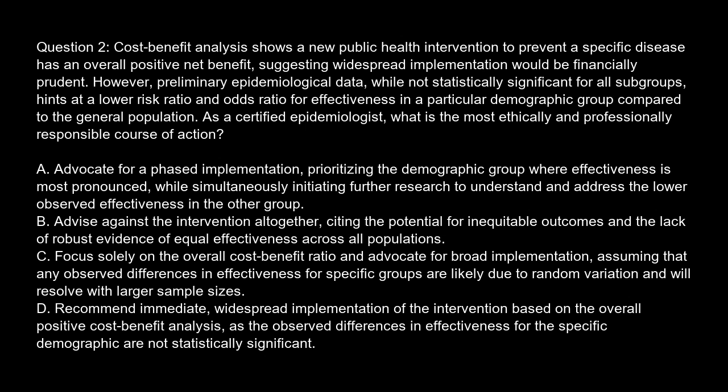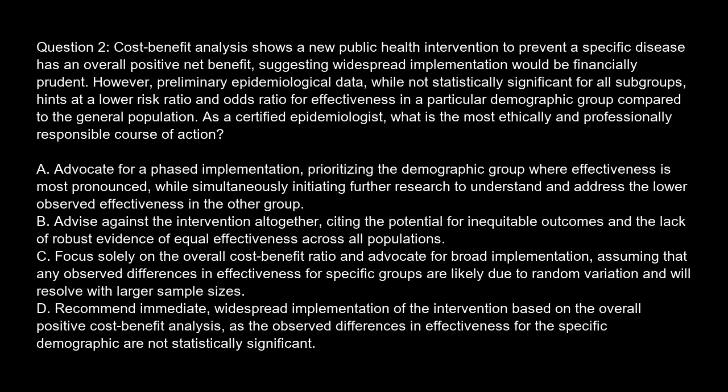Option A. Advocate for a phased implementation, prioritizing the demographic group where effectiveness is most pronounced, while simultaneously initiating further research to understand and address the lower observed effectiveness in the other group. Option B. Advise against the intervention altogether, citing the potential for inequitable outcomes and the lack of robust evidence of equal effectiveness across all populations.